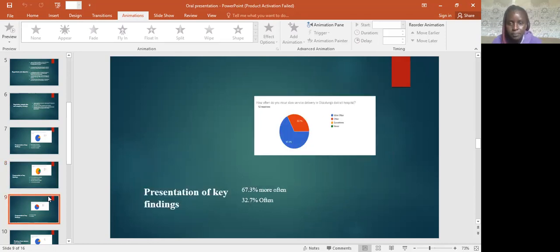Then we have: how often do you incur slow service delivery in Ololunga District Hospital? 67.3% said more often, 32.7% said often. This information gotten by the researcher shows that most of the consumers, most of the customers, incur slow service delivery in this hospital.